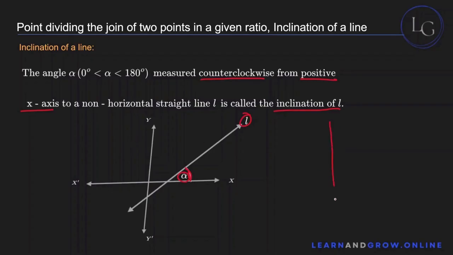So another example would be if you have this axis over here, and say you have this line over here, then you can basically start drawing a circle counterclockwise from the positive x-axis and end it at this line. Let's call it the line P. So this angle beta is the inclination of the line P. Okay.